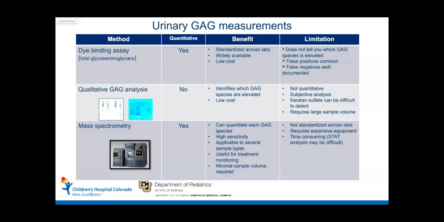So what you would then move to is what's called a qualitative GAG analysis. This was typically done on either a thin layer chromatography or a gel electrophoresis. It typically wasn't quantitative, although you could work to make it that way. It did identify which GAG species were elevated, but some of the GAG species were more difficult. Keratan sulfate was more difficult to detect, at least for a lot of labs. And it did require a larger sample than the next technique I'm going to talk about. So when I started, this is what we were doing.